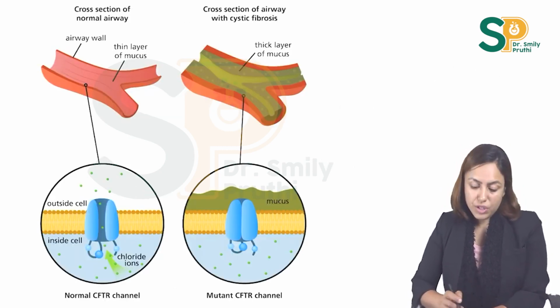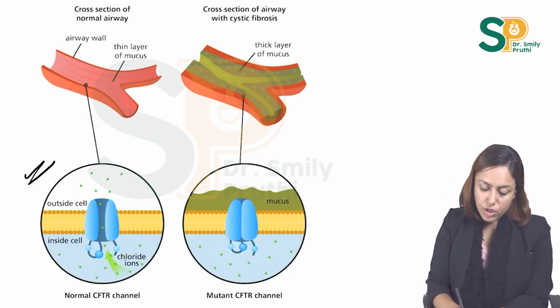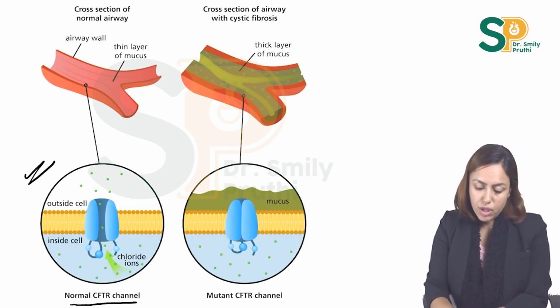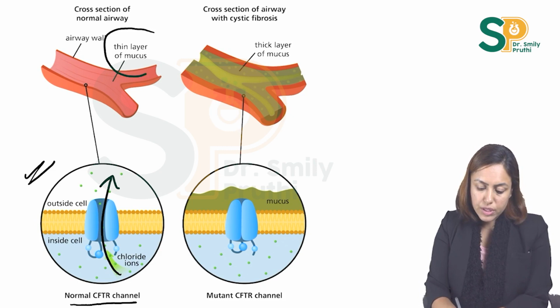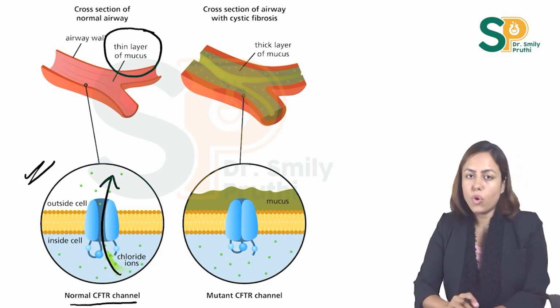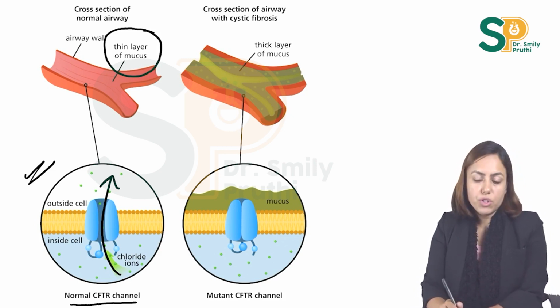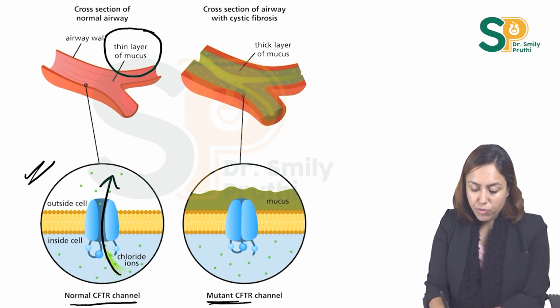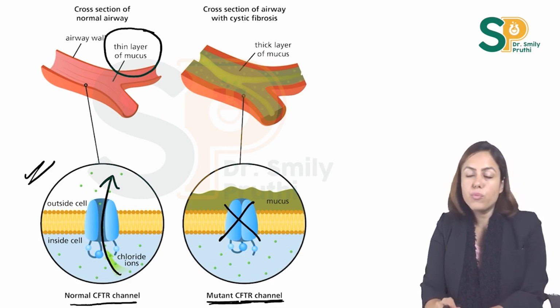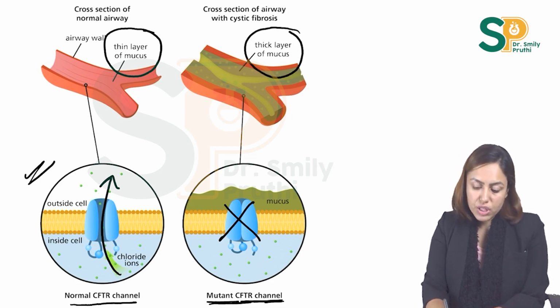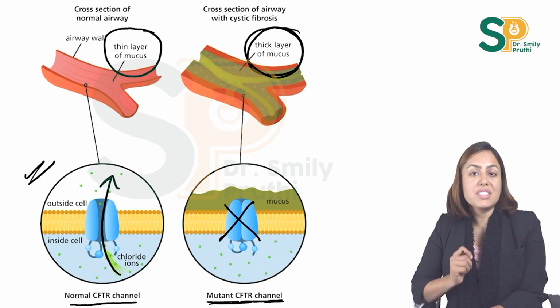Have a look at this image. This is the normal CFTR channel. So the channel is throwing chloride ions out of the cell, right? So this leads to a thin layer of mucus, which is normally required and very much useful. But in case of mutant CFTR channel, now this channel is closed. Okay, so there is impaired movement of water and chloride across the channel, and this leads to a thick layer of mucus which is sticky.